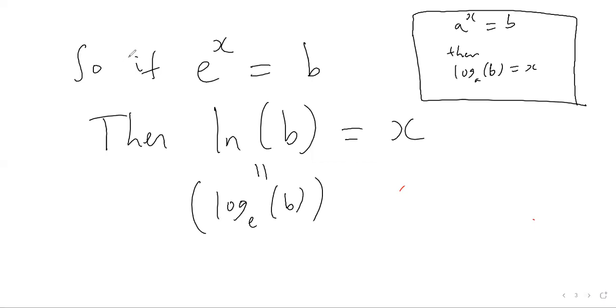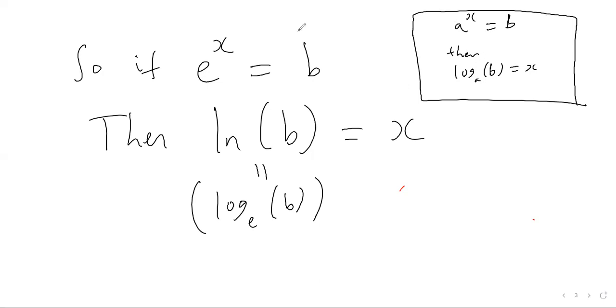To go through this in a more explicit way, if e to the power of x equals b, then ln of b is equal to x. The reason for that is remember what we did yesterday. We said that if a to the power of x is equal to b, then the definition of the logarithm is that the logarithm of base a of this number b is the power that you need to raise a by in order to obtain b, which is x. So that was our definition.